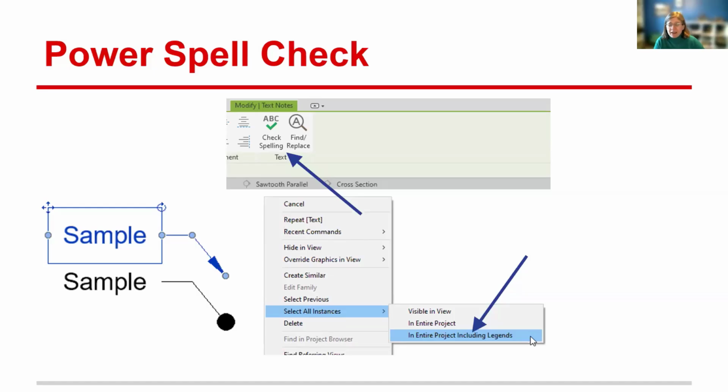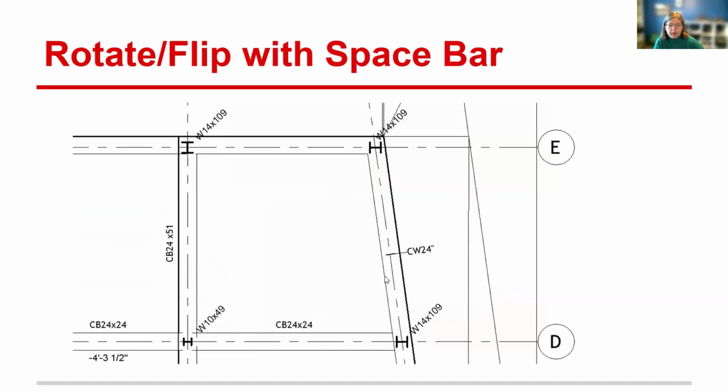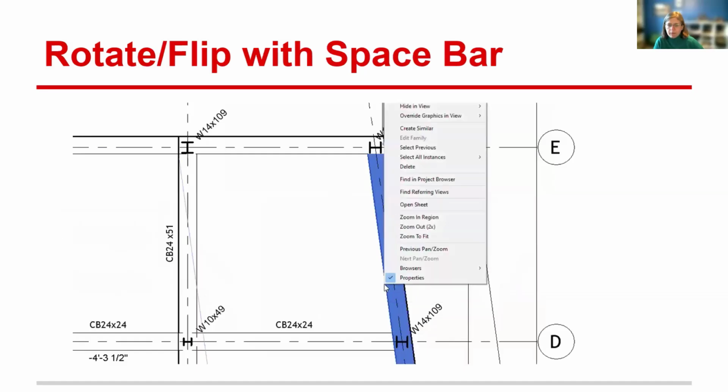But it's faster than doing it one view at a time. Unfortunately, I still don't have any tips for schedules, dimensions, or families. Still waiting on that one, but we will come back a little bit to spell check later. All right, I hope my modeling is going here.